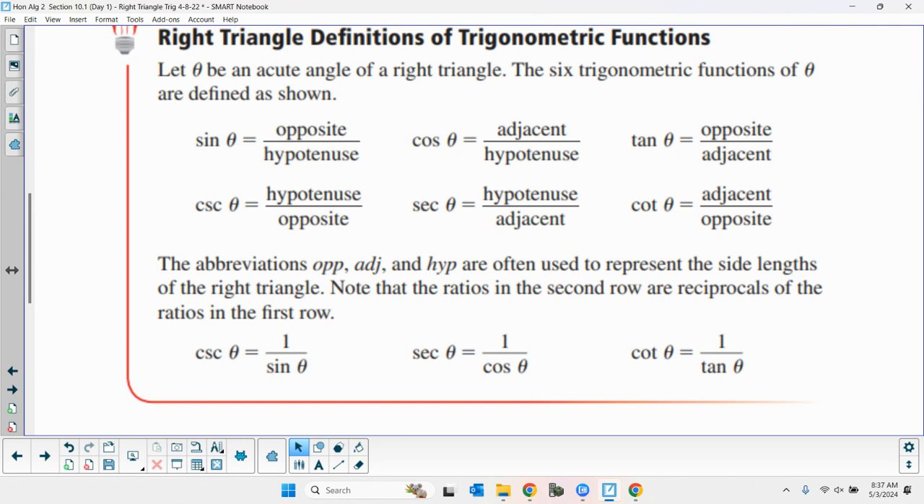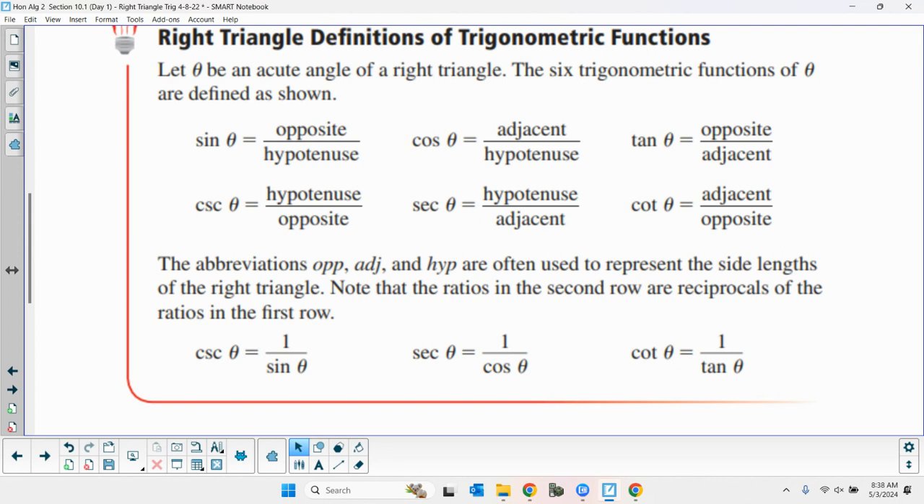Cosine is adjacent side, whatever its length is, over hypotenuse. Okay? The secant, you just flip that fraction. Tangent is the opposite side value over the adjacent side value. Cotangent, you just flip it, adjacent side over opposite.